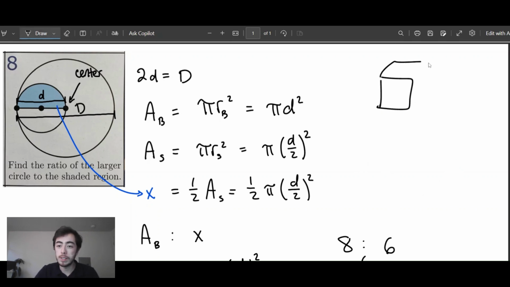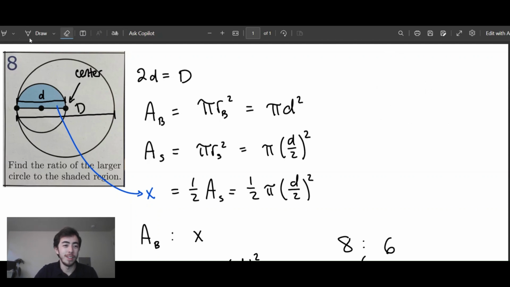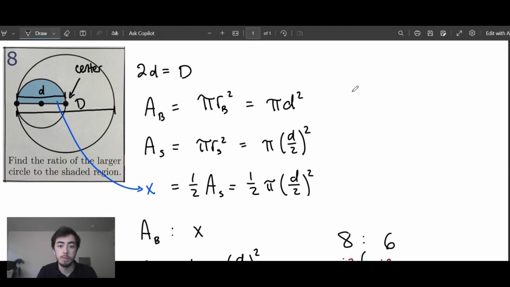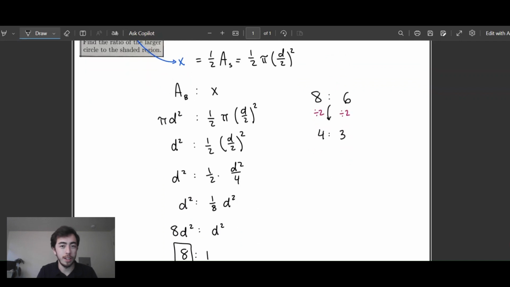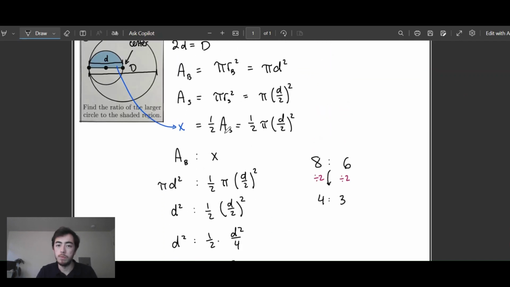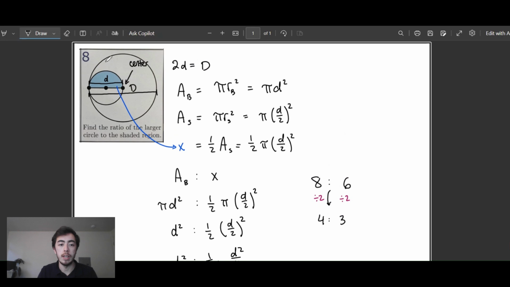If you have something like a Rubik's Cube and you go from 1 to 3, so you increase your side length by a factor of 3, well, you could probably count out and figure out that your volume goes up by a factor of 27, because that's 3 cubed. And this works for any shape. Doesn't matter if it's a circle or a blob or a cube. So hiding behind this problem is a little lesson about scale factors. But overall, if you're able to work with fractions and ratios, you can figure out that the ratio here is 8:1. 8 being the bigger circle and 1 being this smaller semicircle.